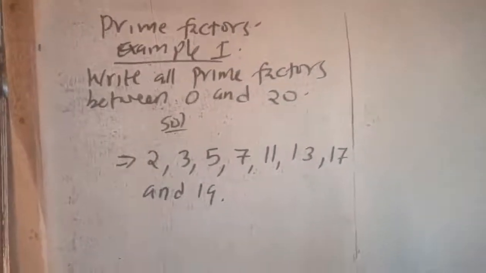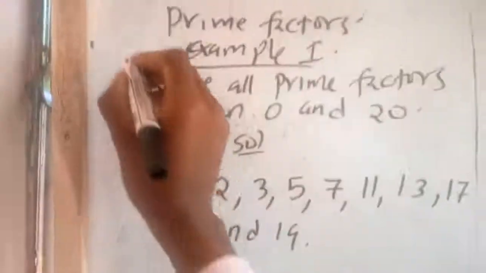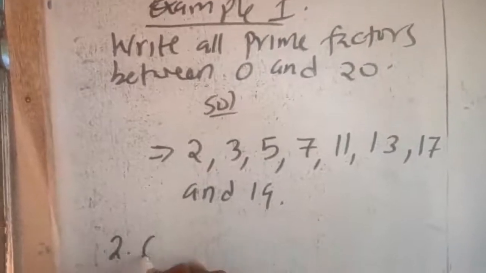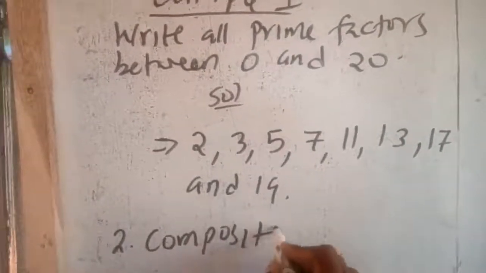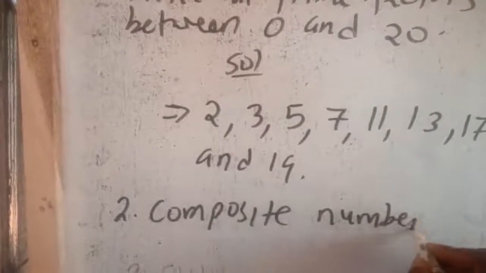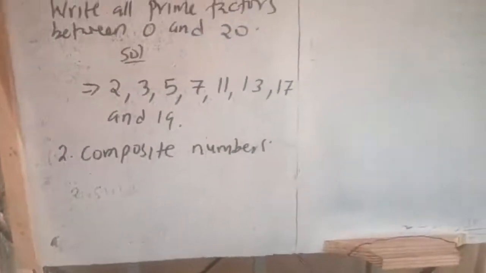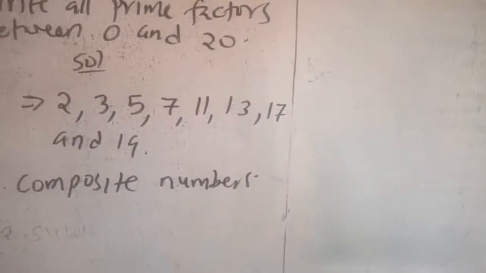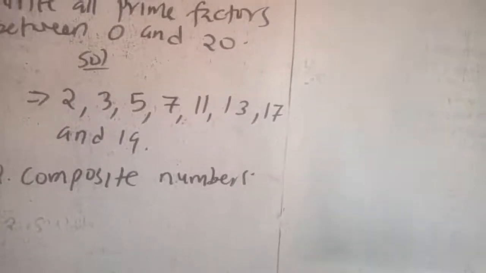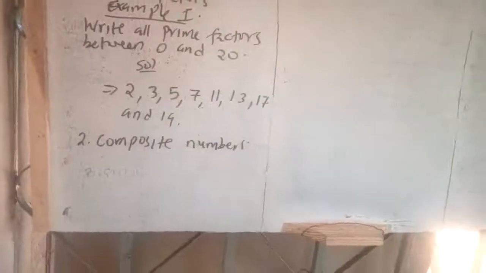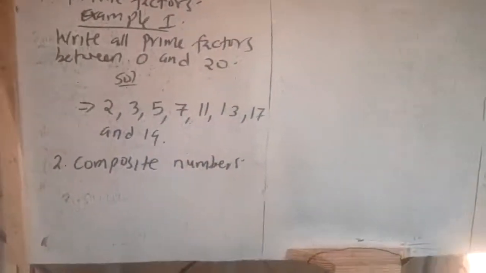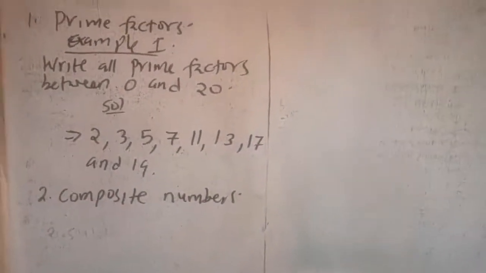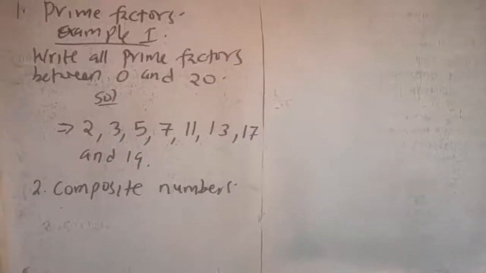Composite numbers. The first area of study was prime factors. The second area is composite numbers. And you can be asked, what is a composite number? A composite number is a natural number that has at least one divisor other than 1 and itself. Meaning that it has got more than two factors. As far as 1 and itself is concerned, there are other factors which are involved.